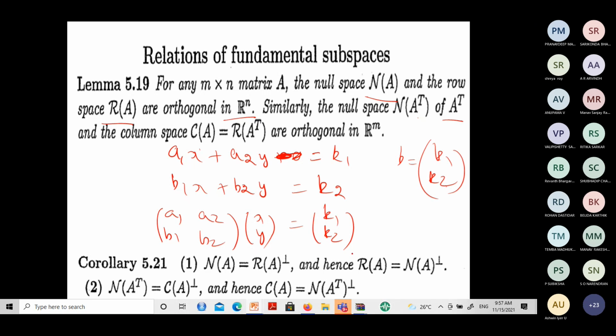What they are saying is this B should be in the column space of A. What is the column space of A? How do you find it? This is a matrix. Column space of A means what? Each column, non-zero columns. Each column should be multiplied with some constant, right? Should be multiplied with some constant.